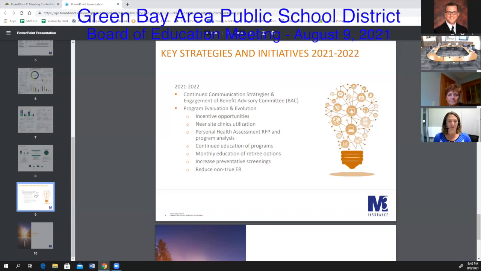We will continue to look at opportunities to increase preventive screenings and those annual exams, and then reducing the non-true ER. A lot of the things that you see on this list are things that we've chosen to highlight in our data that we shared with you this evening. And we continue to work with the benefits team here in the district to add to that list of strategies and initiatives so that we can report back based on the progress that we've made.